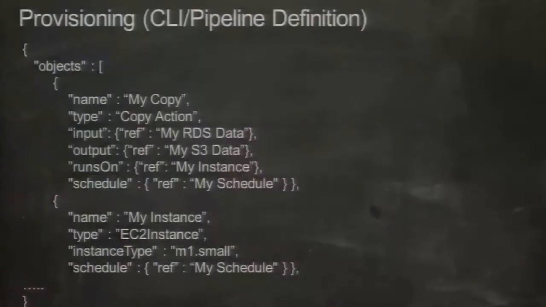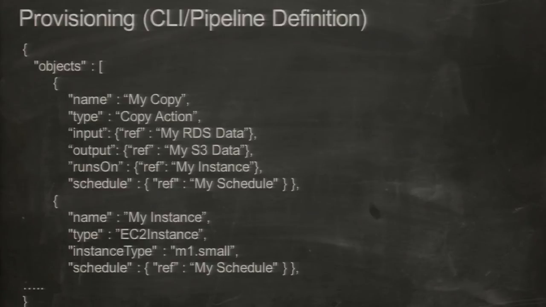So you can also provision these things through the CLI or the API. I decided to skip on the code samples. But if you're doing it through the CLI, we have a JSON pipeline definition format. So here's an example of me defining a copy between RDS and S3. I've said that the name of my activity is copy. Type is copy action. I'm going to have one input data source, which is the RDS data. I'm going to have one output, which is the S3 data.